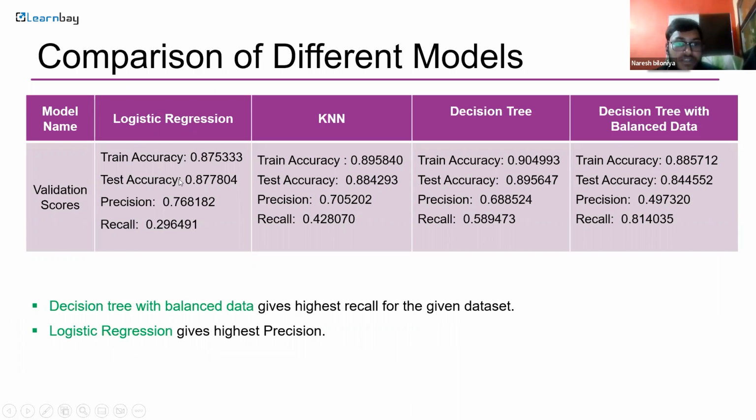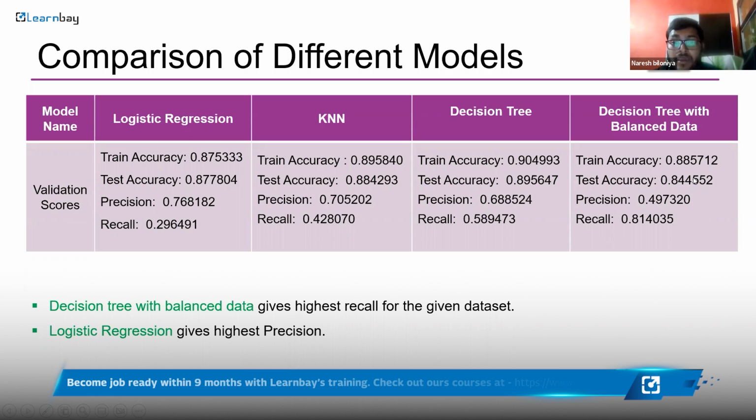Here we can see accuracy is around 87. We are concerned about test accuracy. So test accuracy here is 87, here 88, 89, 84. Test accuracy is lower here, but we are getting a recall of 81%. So we will go with the decision tree with balanced data set, because here we are getting a very good recall. If we talk about precision, logistic regression has the highest precision, but recall is very low, so we can't go with logistic regression at all.